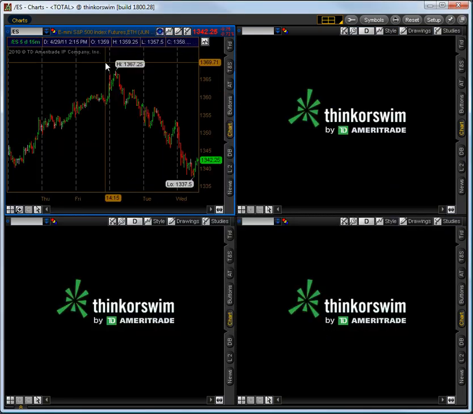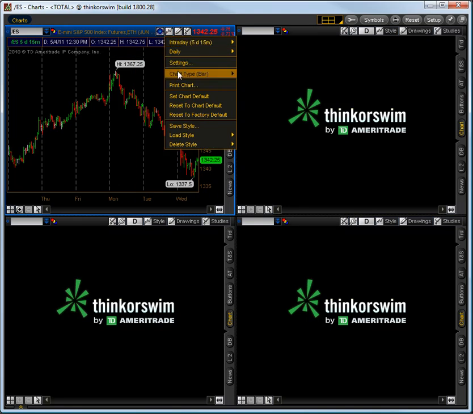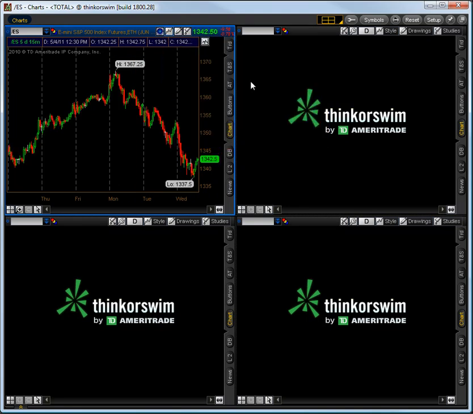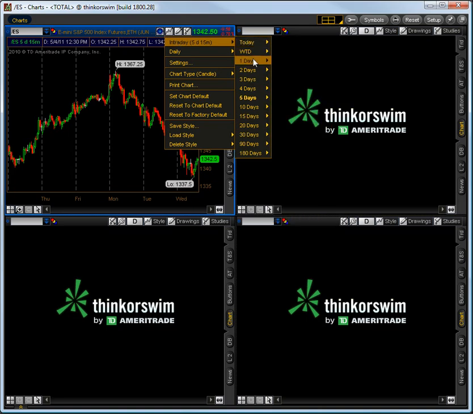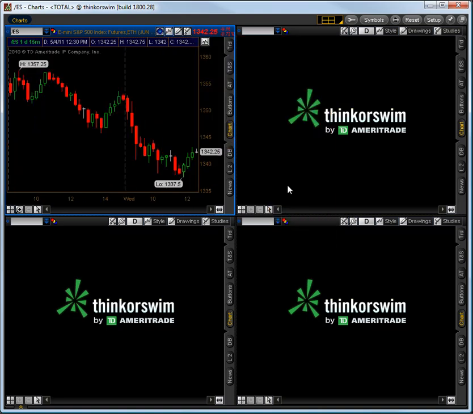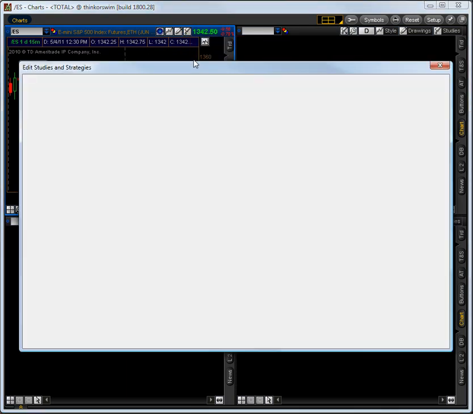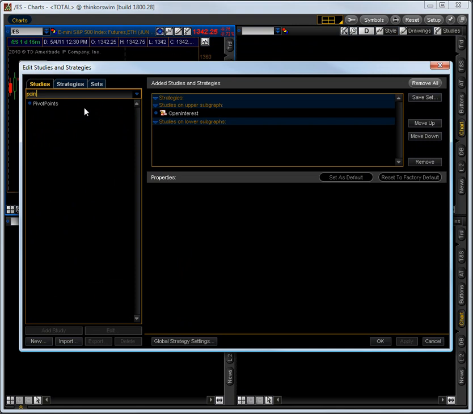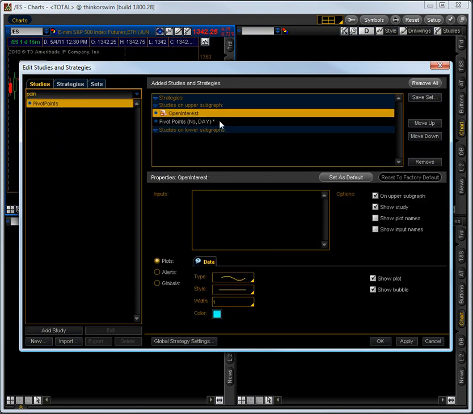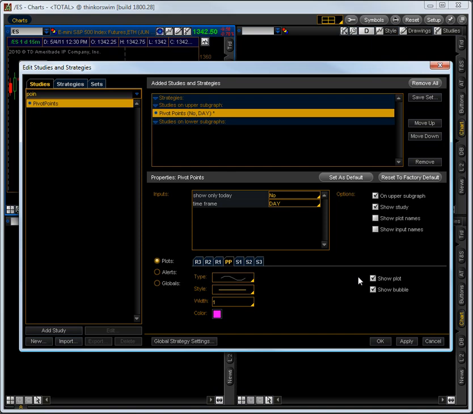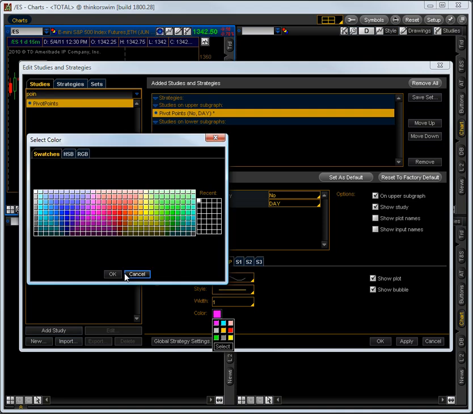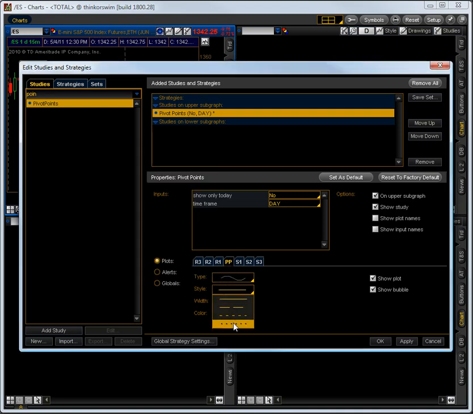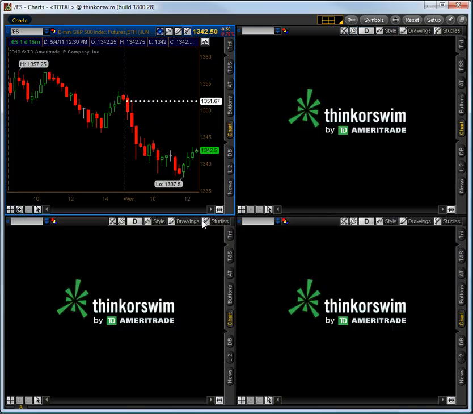We'll take that on a 15-minute chart, and we'll turn that into chart type, candlestick. We'll do intraday, 1 day, 15-minute, and then we'll add a pivot study. Edit studies. We'll do pivot points, delete open interest, click on the pivot, show plot. We're going to turn off, uncheck these other ones, R1, R2, R3, S1, S2, S3. I like to change my pivot color to white, and I make it a dotted line. Okay. So that's the pivot.